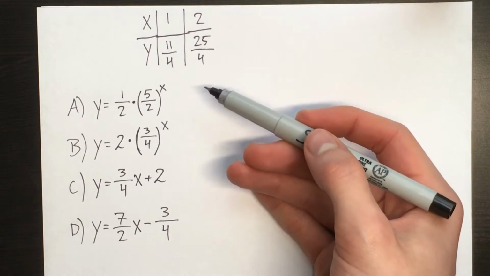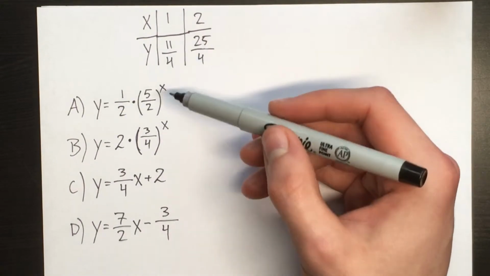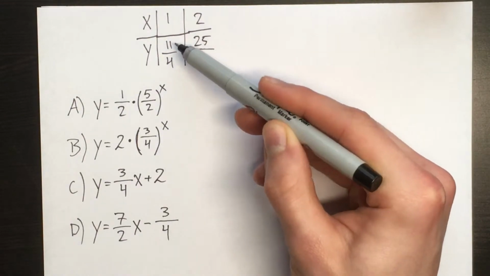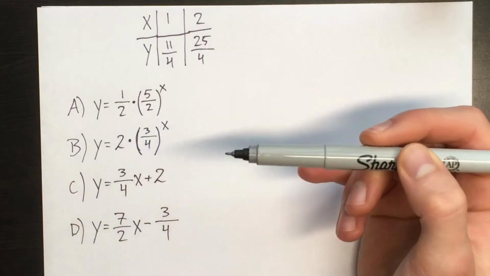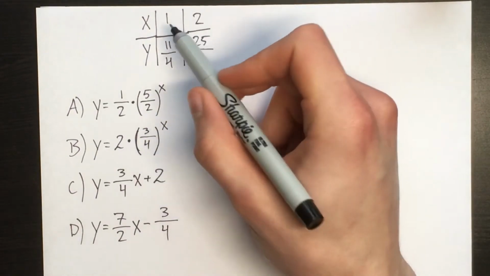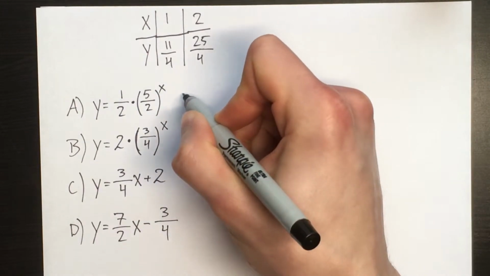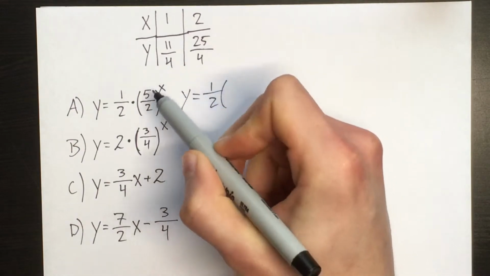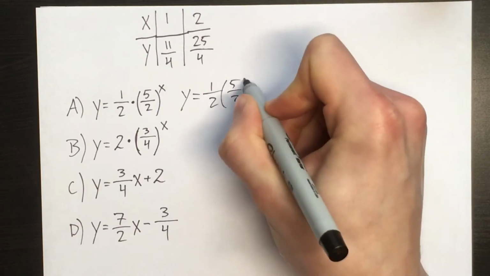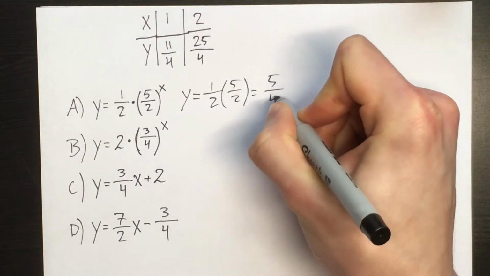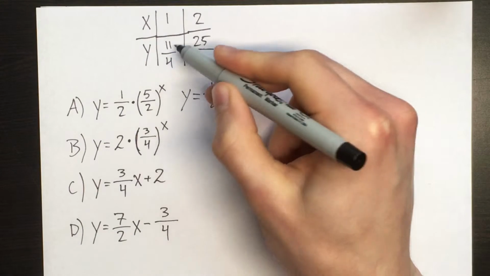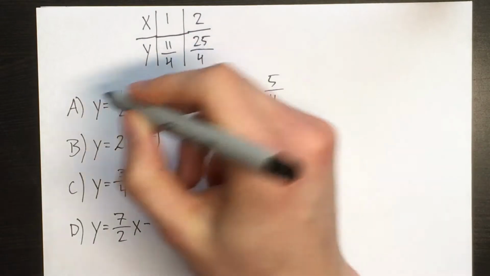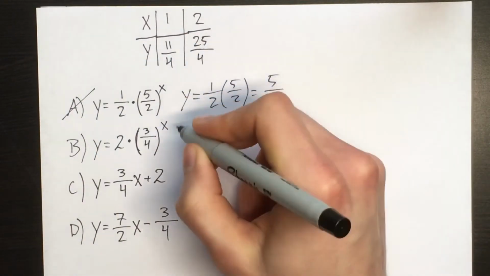So I think the simplest way to go about solving this problem is just plugging in the x values into the equation and seeing if you actually get the corresponding y value as the output. For example, for this one, let's plug in 1 for x and see what we get. We get y equals 1/2 times 5 over 2 to the power of 1, so just 5 over 2, right? And that's equal to 5 over 4. That is not equal to 11 over 4, so our output is not the same, so this equation does not represent our table. So A is out.